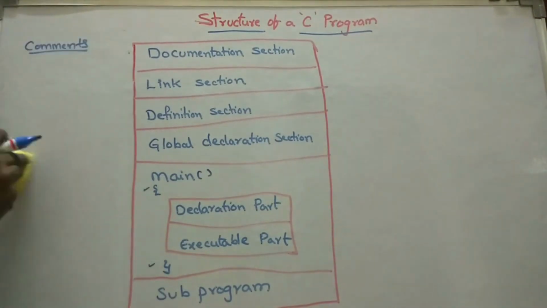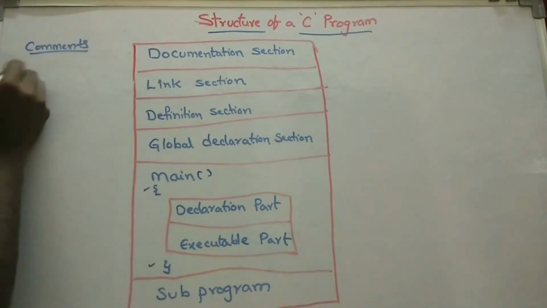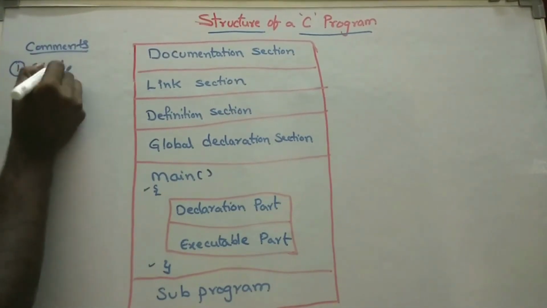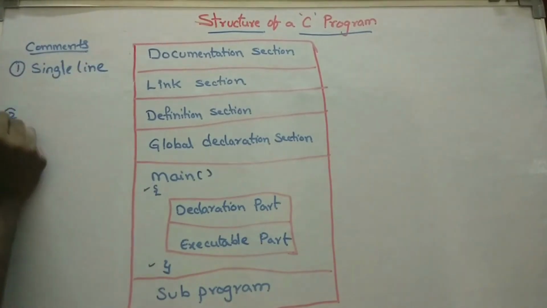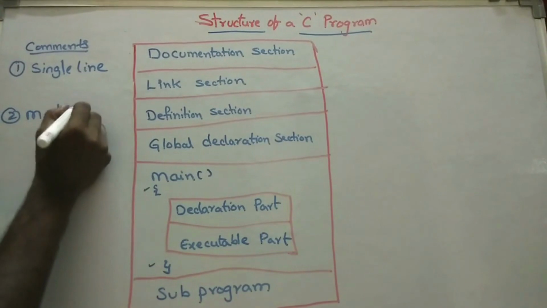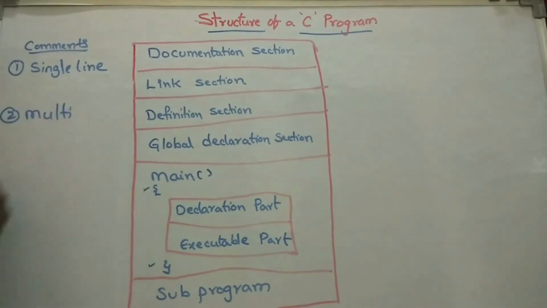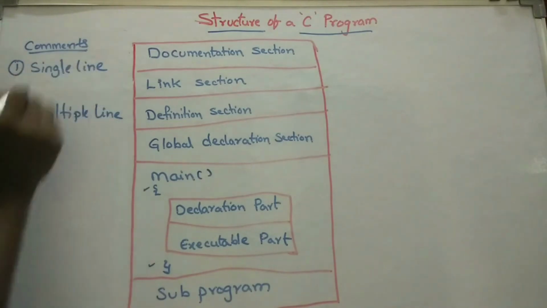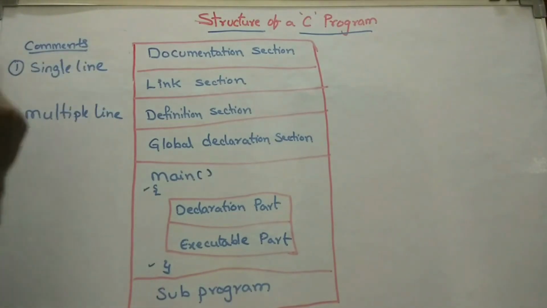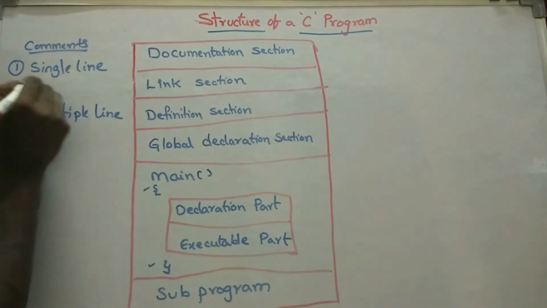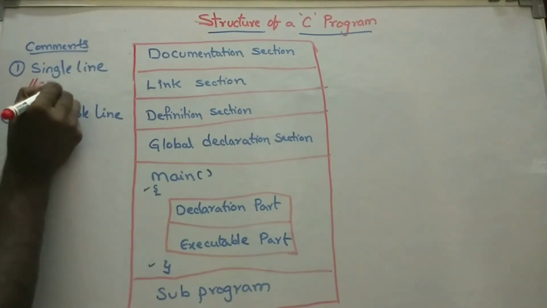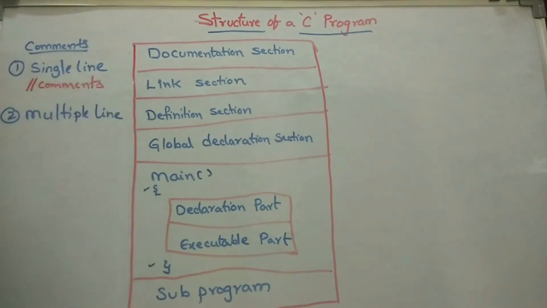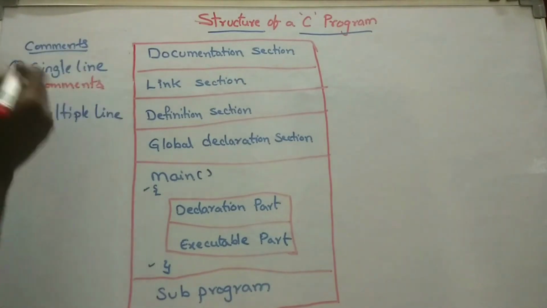Now how can we give the description in your program? The description may be a single line or multiple lines. We can give a single line comment or a multiple line comment. Comment is nothing but a description. How do we give a single line comment? A double slash followed by the comment or the description you want to represent. That is called a single line comment. Suppose I want to give more than one line.